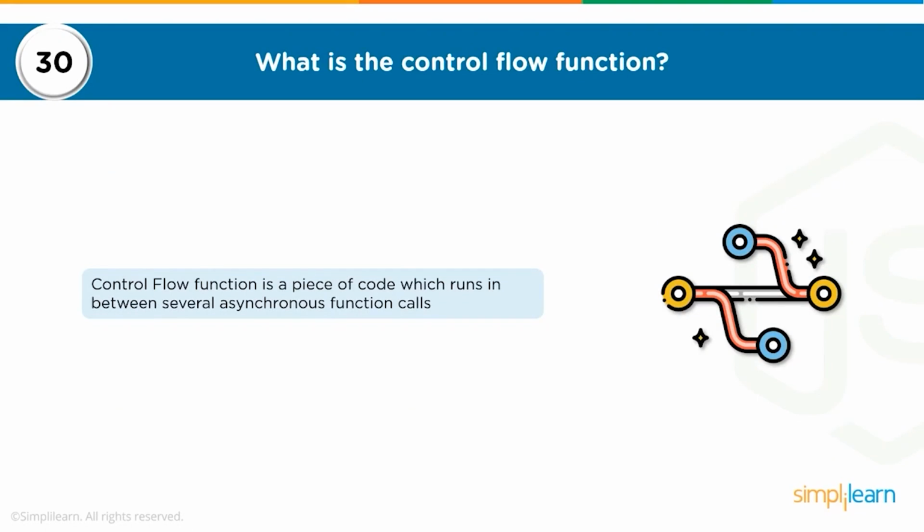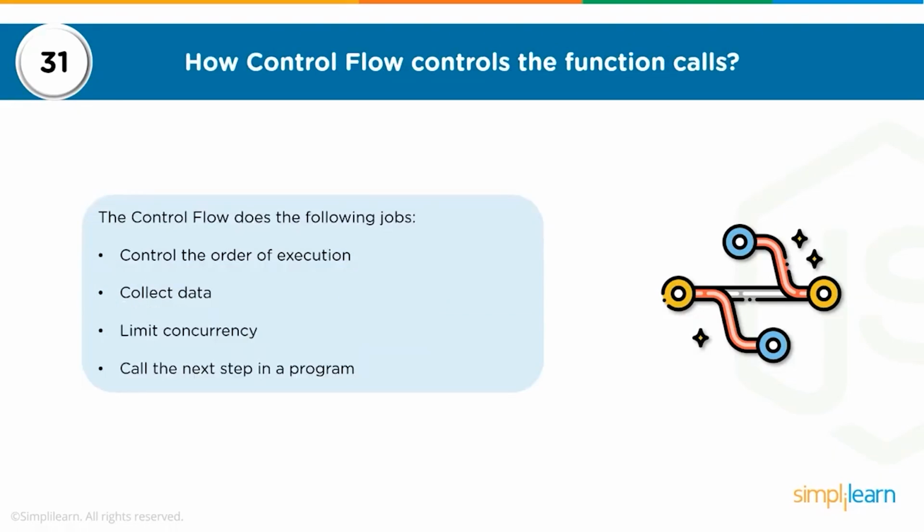What is the control flow function? The control flow function is a piece of code that runs between several of the asynchronous functions, and it controls how those functions execute. So how does control flow control the function calls? It does it through four ways. One is it controls the order of execution. It collects the data. It limits the concurrency. And then it also calls the next step in a program. Again, this is a management tool for how your functions are called within Node.js.